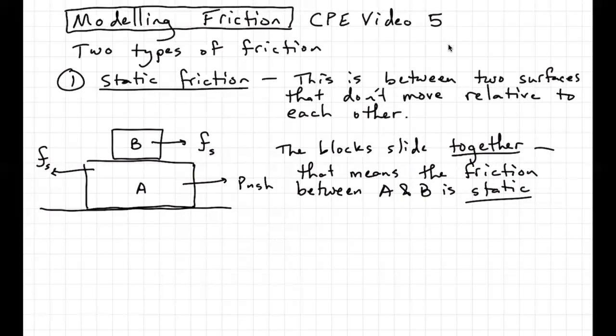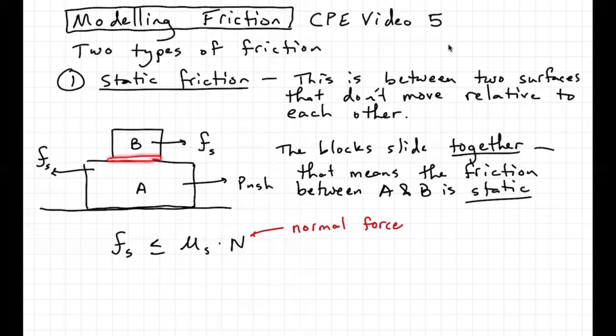The typical model that we use for static friction is that the static friction is less than or equal to this thing, that's a mu, it's a Greek letter, mu sub s for the coefficient of static friction, times the normal force between two surfaces. So this is the normal force, and that's the normal force between the two surfaces in contact. So in the example above, it would be the normal force between the two boxes that it's exchanged at this surface, not the normal force with the ground. That's important.